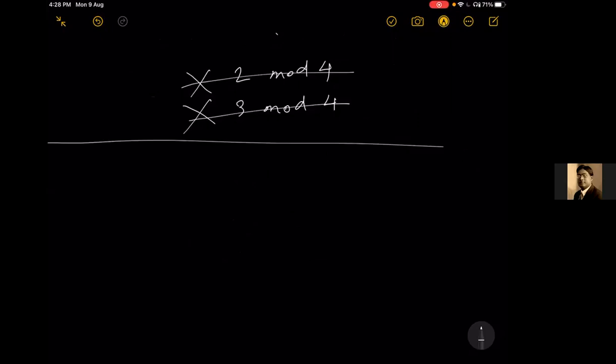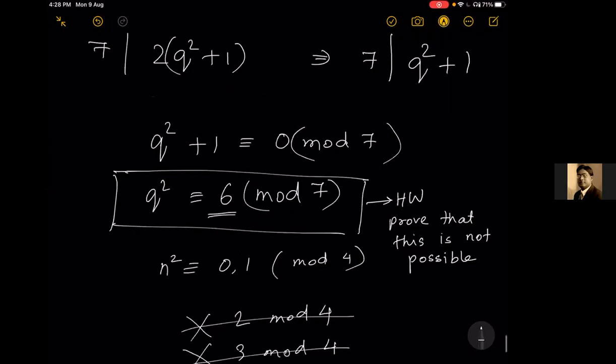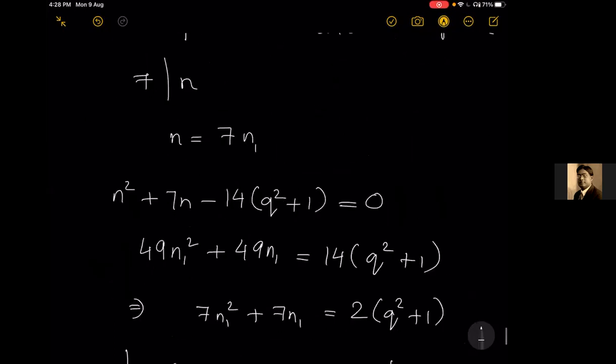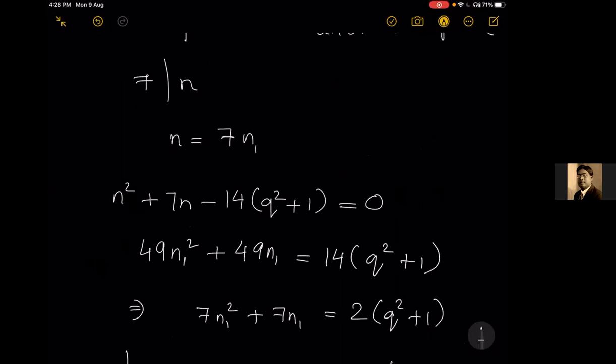Sir, could you please scroll up the page? Can you once again explain what you did in the modular part? That is, q square plus 1 is congruent to 0 mod 7, and after that, q square is congruent to 6 mod 7, that you got.